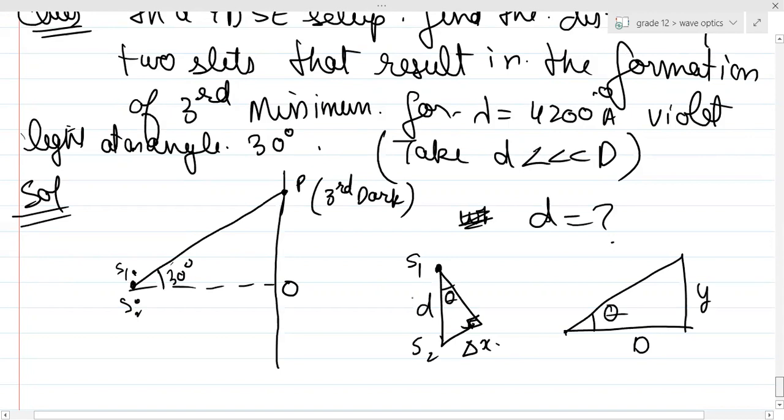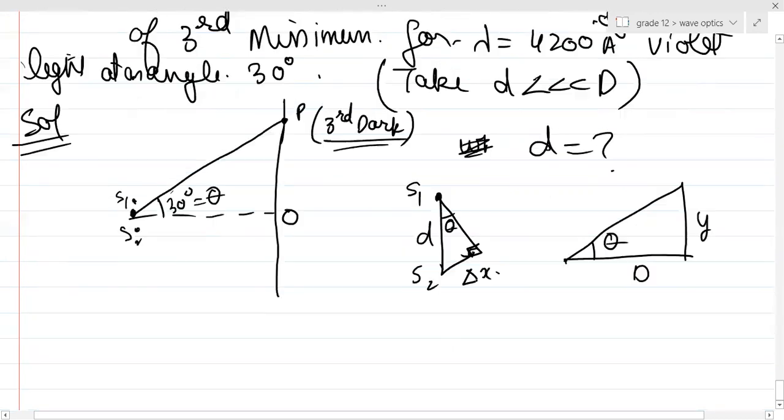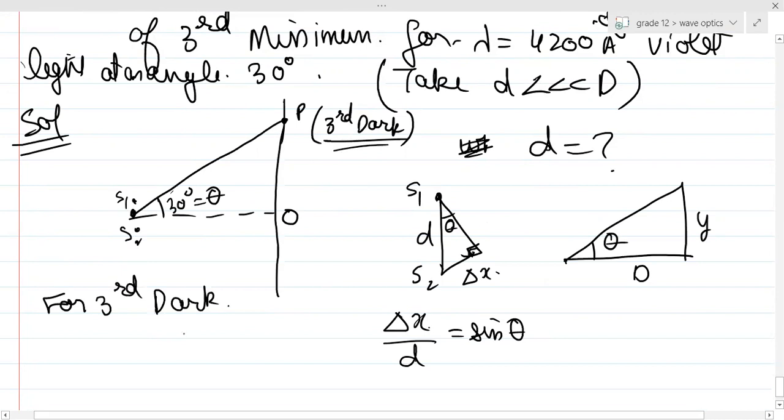And now can you see over here? For third dark, this angle theta is given to me. Theta is basically 30 degrees. I want to find out d, and there is one relation: delta x by d is equal to sine theta, right? So if I can find out delta x somehow, then automatically my d will be calculated, right? So we know this particular thing, guys. For third dark, what is the value of delta x?